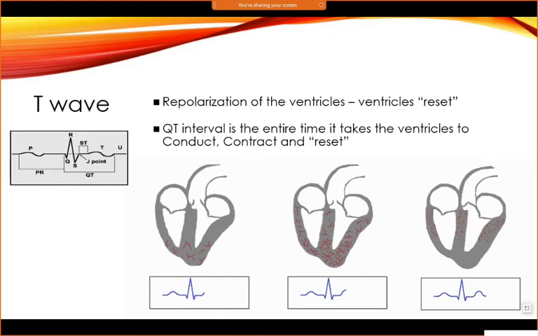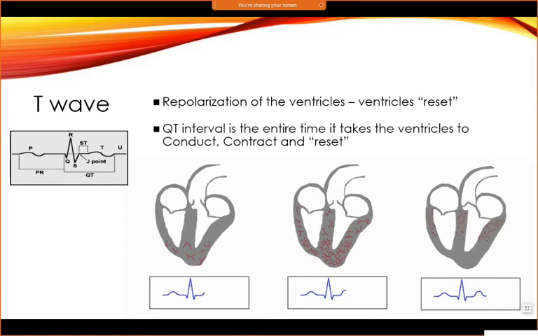The T wave is important only in the fact that if you get stimulated while things are resetting, things can go bad. So the QT interval is basically the whole time that the ventricle is busy conducting, contracting, and resetting, and that's the amount of time that we're really in our systole. The rest of the time we're in diastole. So that ST segment, that little flat area, is where the ventricles contract. That PR segment, that flat piece after the P wave, is where we are contracting our atrium.